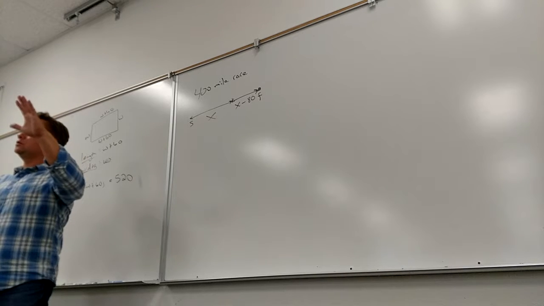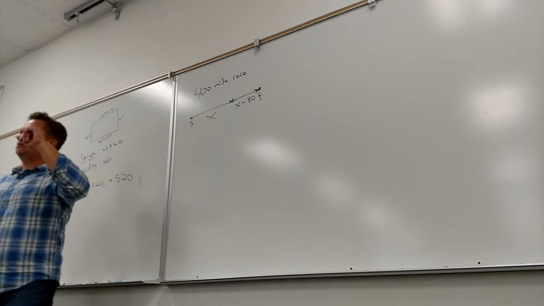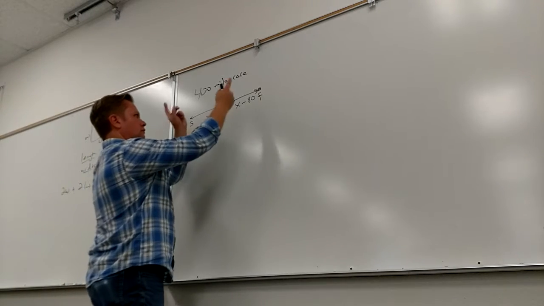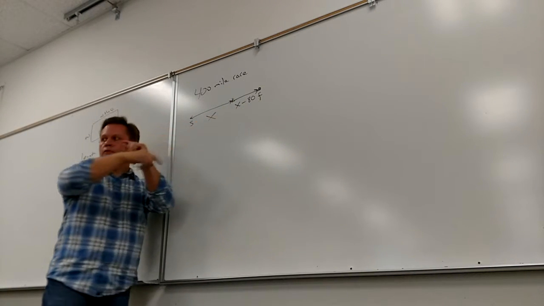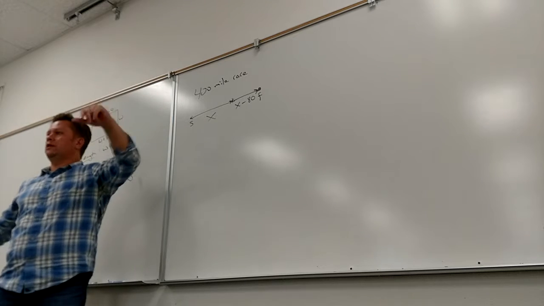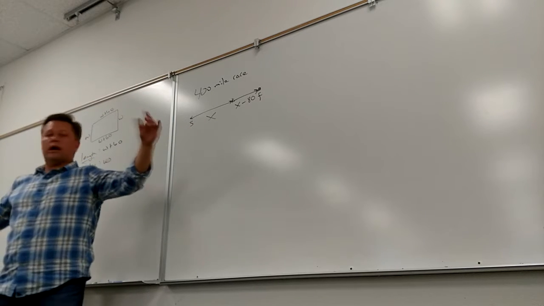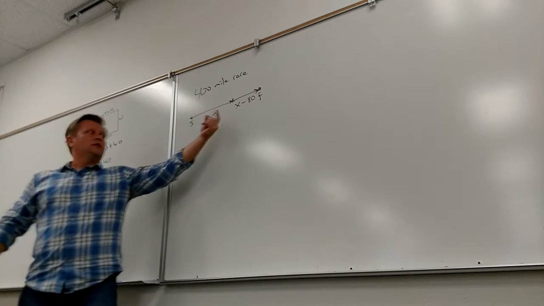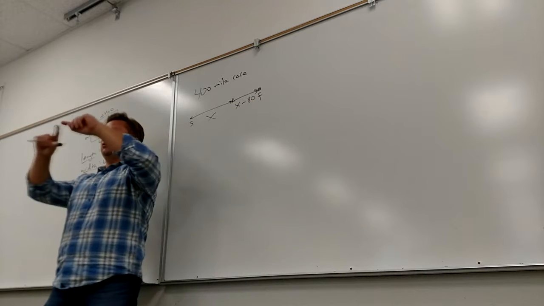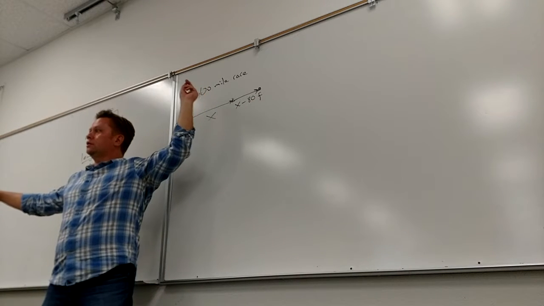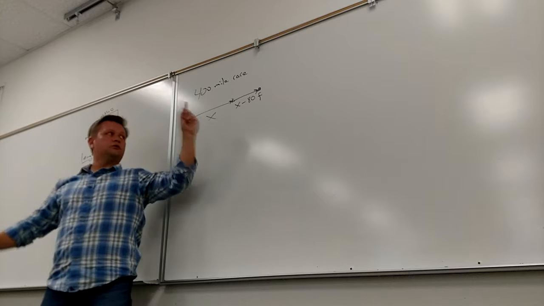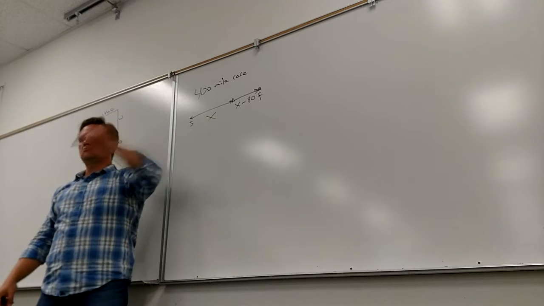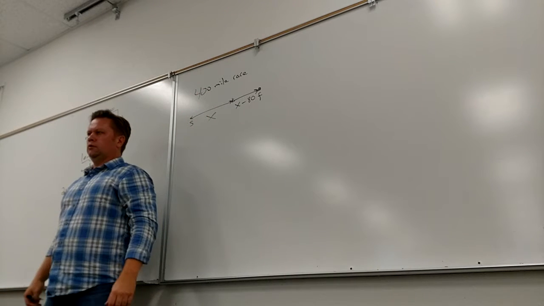Now, what's the equation going to be? What's got to be true about these two? They have to equal 400. Yeah, they have to add to be 400. The whole thing is 400 miles. So however far he is from the start, plus however far he is to the finish, should be the whole thing, which is 400. So you would do this plus this equals 400. Solve that sucker.